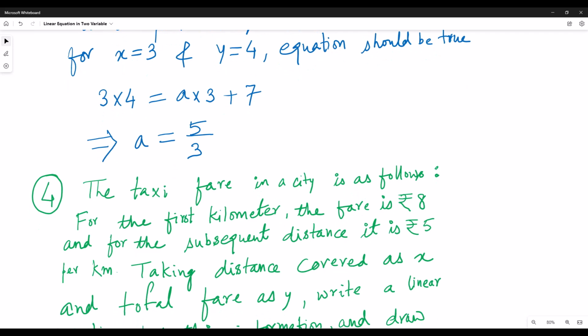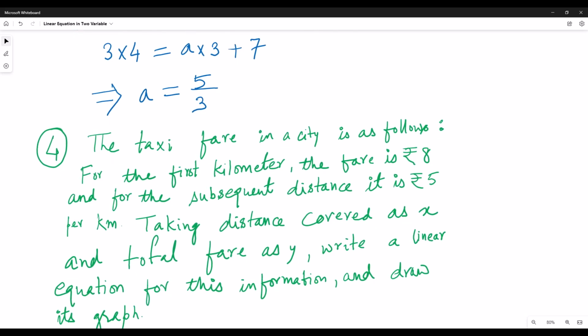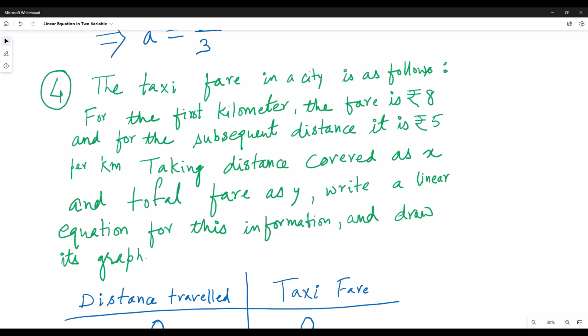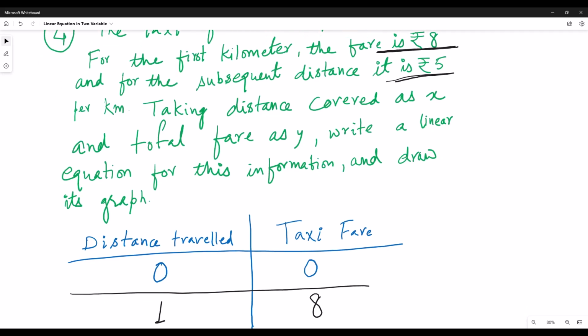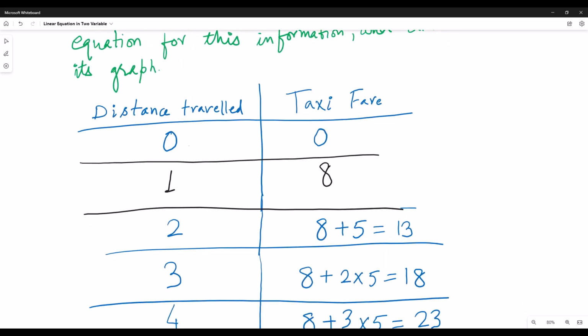The taxi fare in a city is as follows. For the first kilometer, the fare is rupees 8, and for the subsequent distance, it is rupees 5 per kilometer. Taking distance covered as x and total fare as y, write a linear equation for this information and draw its graph. Okay. So for the first kilometer, the fare is rupees 8. First kilometer, you have to pay 8 rupees. Second kilometer onwards, you have to pay 5 per kilometer.